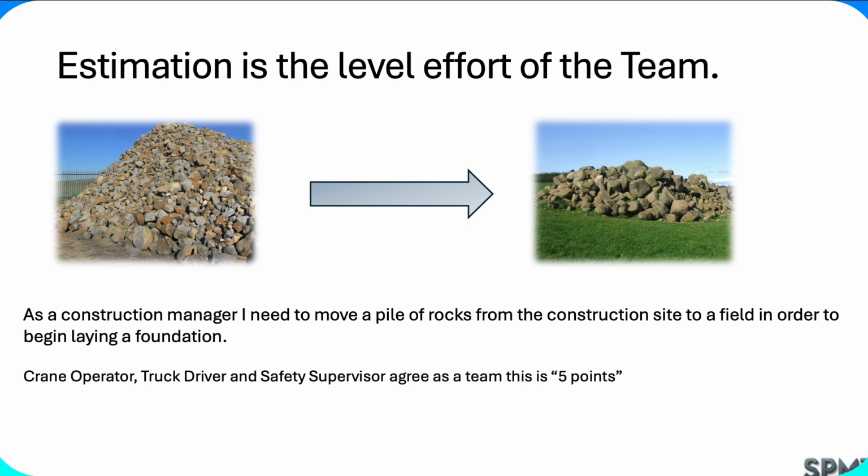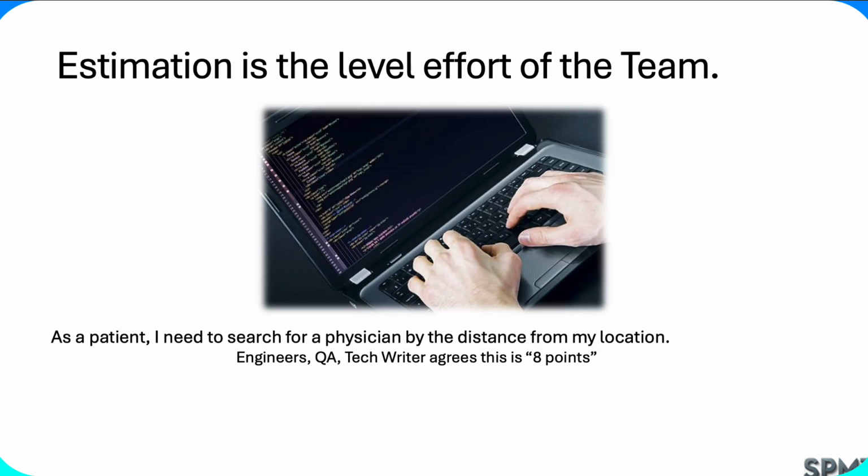So if we take that and move to more of a software example, now I have our user story. As a patient, I need to search for a physician by the distance from my location. Again, the estimation needs to be done by the team. So yes, the engineer will say, hey, okay, that looks a little complex. That's 8 points, but you need other team members that are impacted to also give an estimation. Maybe you have a front end engineer, a back end engineer. Maybe you have a QA person, tech writer, whoever is going to be involved in the execution of the story all needs to give their input.